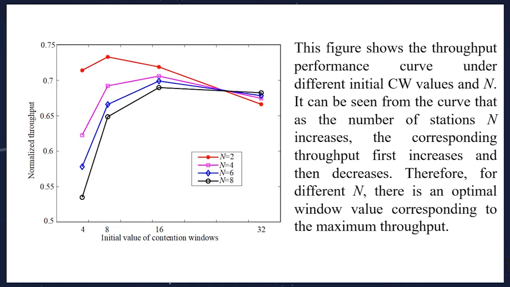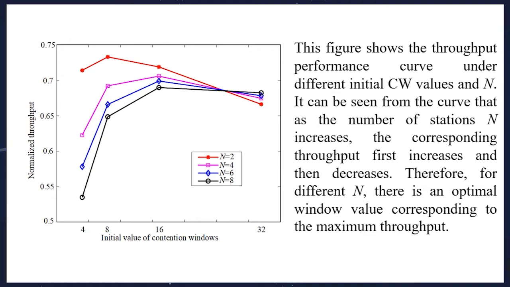This figure shows the throughput performance curve under different initial contention window values and numbers of stations. It can be seen from the curve that as the number of stations increases, the corresponding throughput first increases and then decreases. Therefore, for different numbers of stations, there is an optimal window value corresponding to the maximum throughput.